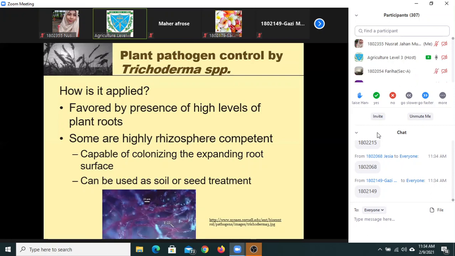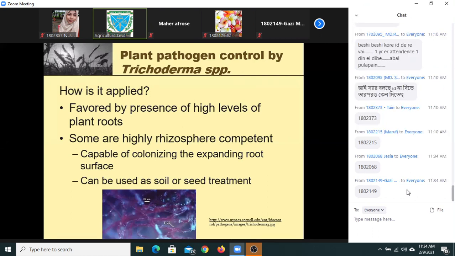We can also use this biopesticide using homokaryotic trichoderma to treat the seed as well. So we use this biopesticide to treat the seed and to treat the soil. You can see here. And what happens when we apply it to the rhizosphere zone? This trichoderma will colonize the rhizosphere zone of the plant. You can see here, and it can also be used as a seed treating biopesticide.